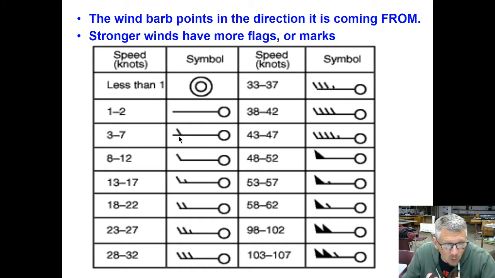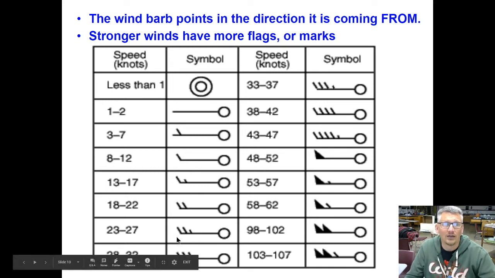So anytime we have a single bar by itself, if it's at the end, we're going to call that a 10. If it's not at the end, we're going to call it a 5. Then we add a long plus a short is 15. 2 longs is 20, and so on and so forth.